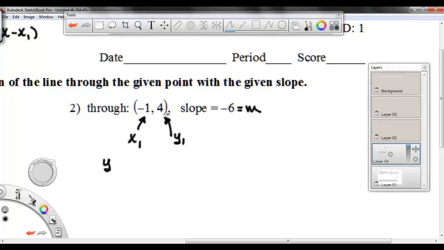Y, I'll change the sign of the 4 to a negative 4. I'll keep the sign of the slope a negative 6, and then times the quantity of x, and then I know that x1 is a negative 1, so I have to change the sign of it. That becomes a positive 1. So there's our answer for this next one.